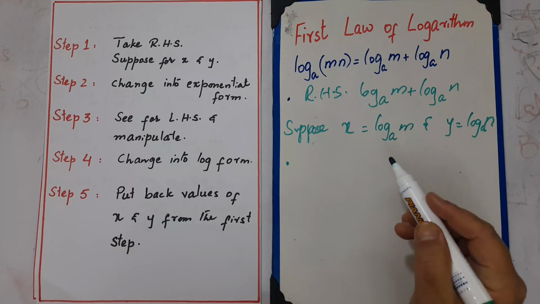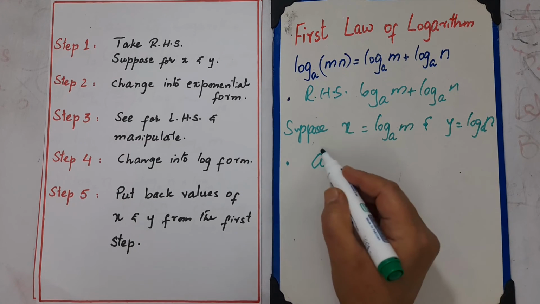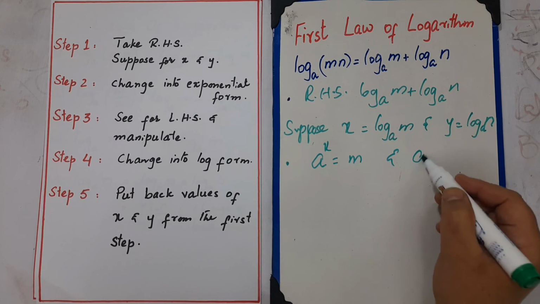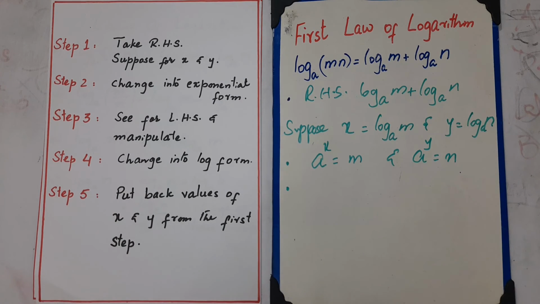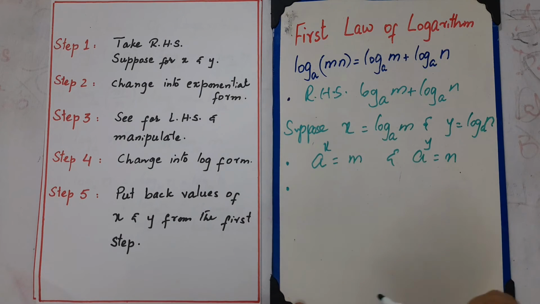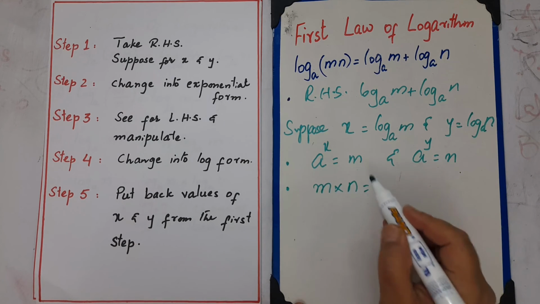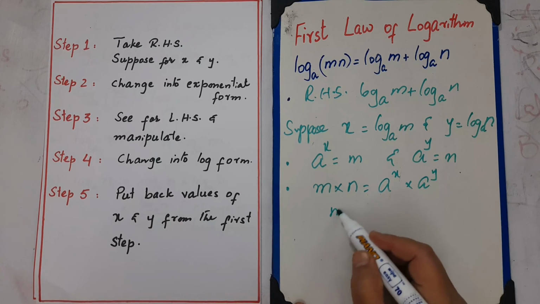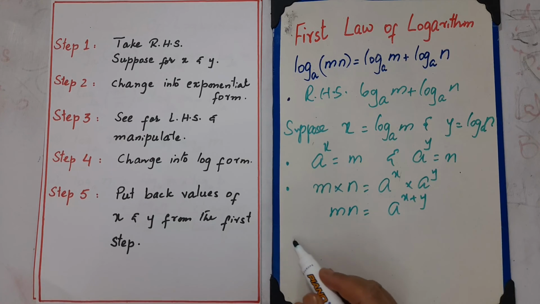We have already learned how to change them. This is the base, and this thing would come into the power is equal to m, and this is the base, this would come into the power is equal to n. The third step is to see the left hand side and manipulate. Now you see on the left hand side m and n are being multiplied, so m multiplied by n is equal to a raised to power x multiplied by a raised to the power y. Same base, different powers, they are going to be added.